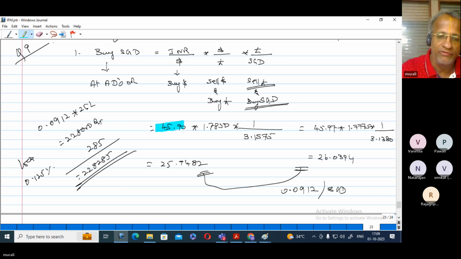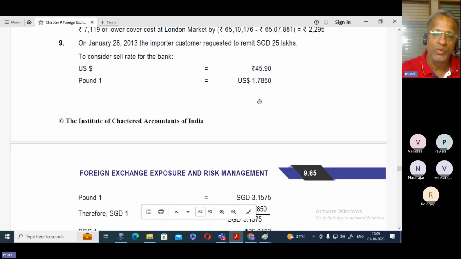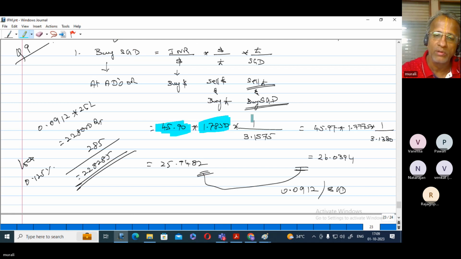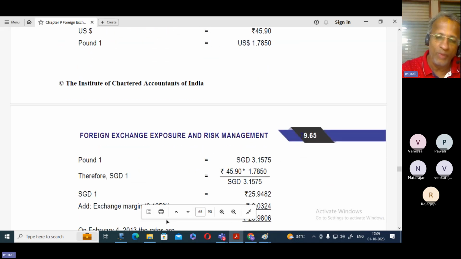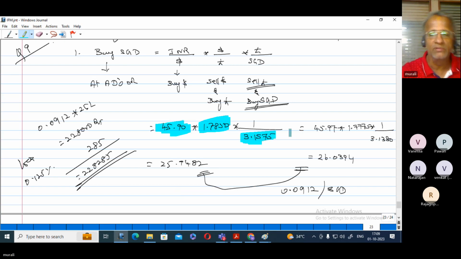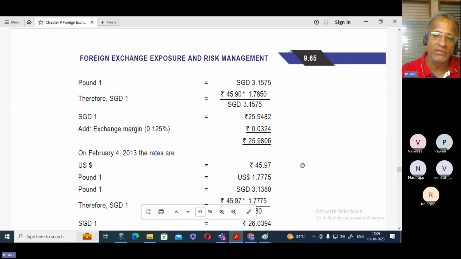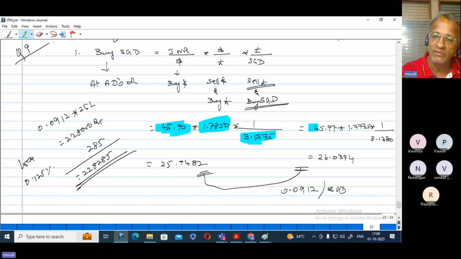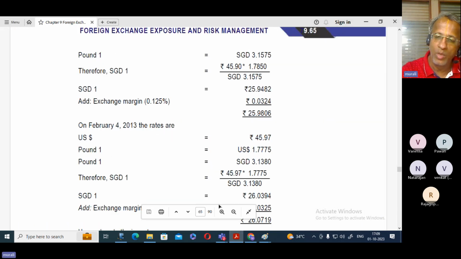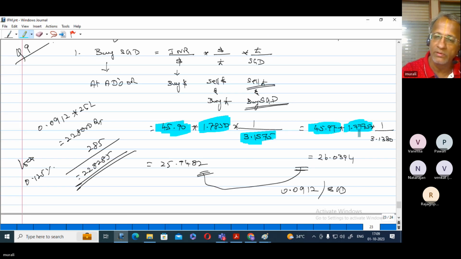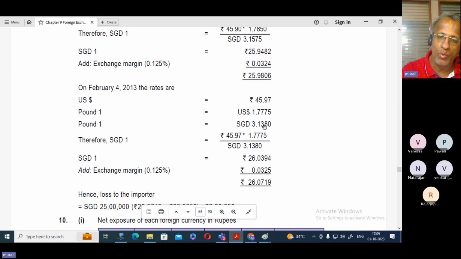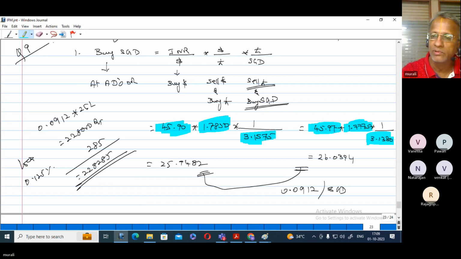Just see. 45.90, then 1.7850, and 3.1575. In the other case, 45.97, 1.775, then 3.1380. Because of the rounding off only, that difference is coming. Ours is the shortest, sweetest answer. That's it.